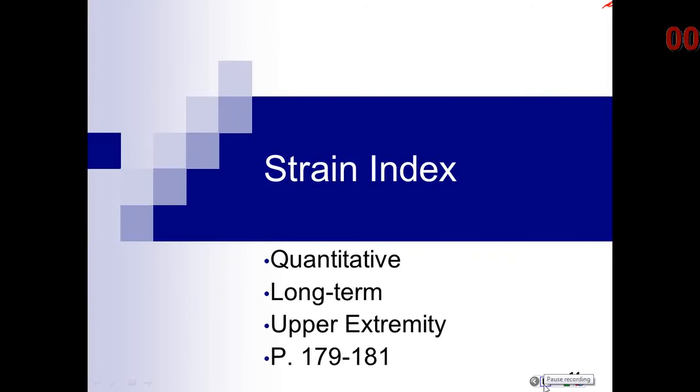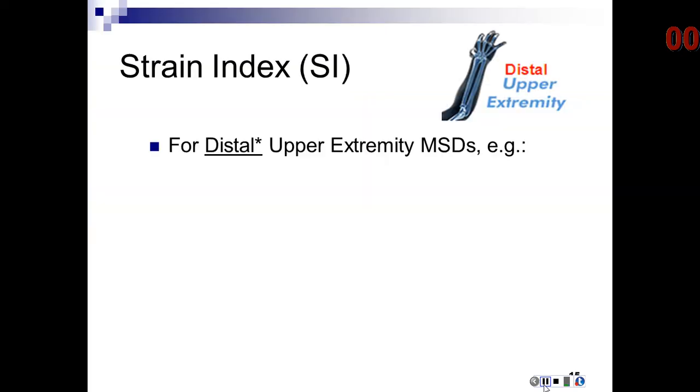In the second part of the lecture, we're going to look at the strain index. The strain index is a quantitative method that will let you evaluate for potential upper extremity MSDs, and it is a method looking at long-term exposure. It's described on pages 179 to 181 of your textbook. So the strain index is for the distal upper extremity MSD evaluation.